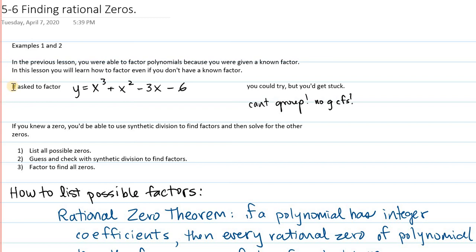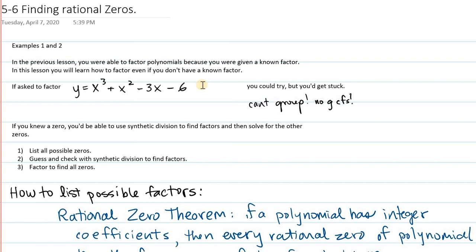So for example, if I asked you to factor this polynomial, y equals x cubed plus x squared minus 3x minus 6, you could try, but you'd get stuck because there's no way to group it and there's no GCF. So the way it stands, it's not factorable. If I told you a 0, then you could use synthetic division to find factors and solve for the other zeros, just like you did in the last section. But I didn't give you a 0.